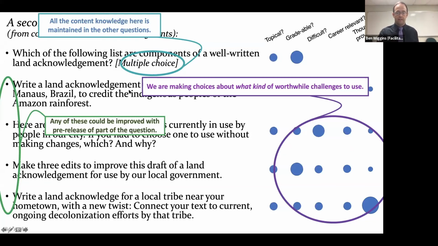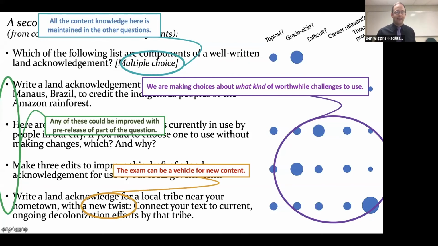And then lastly for my list, this exam can be a vehicle for new content. You might not have done this new thing until the exam, but you might choose part of your exam as the place where you're going to introduce a new topic. That is a thing that you can do. Now, when you do that, you should grade in somewhat different ways, but you can absolutely add content on the exam and ask students to think critically about it.